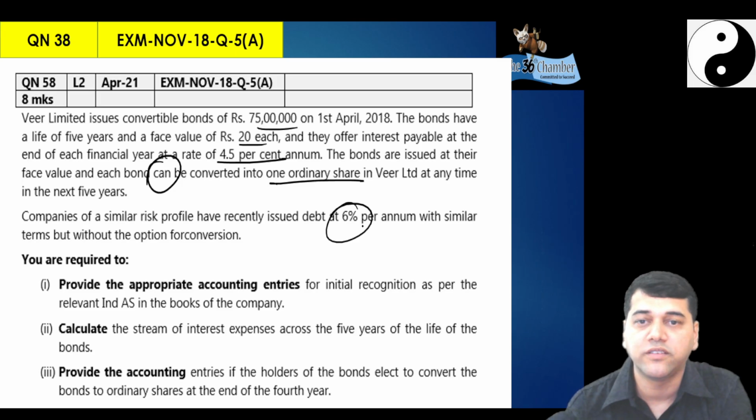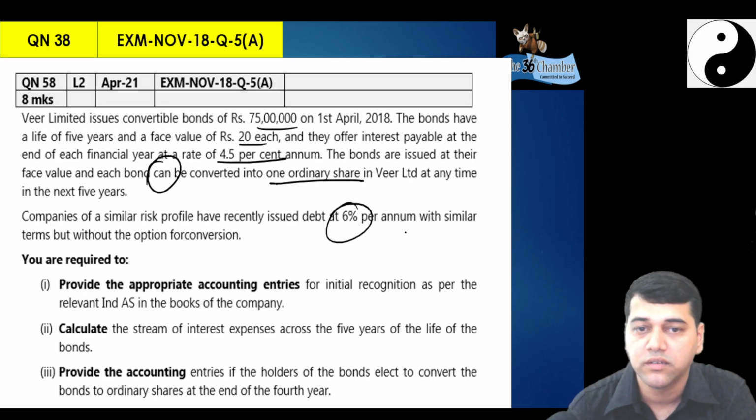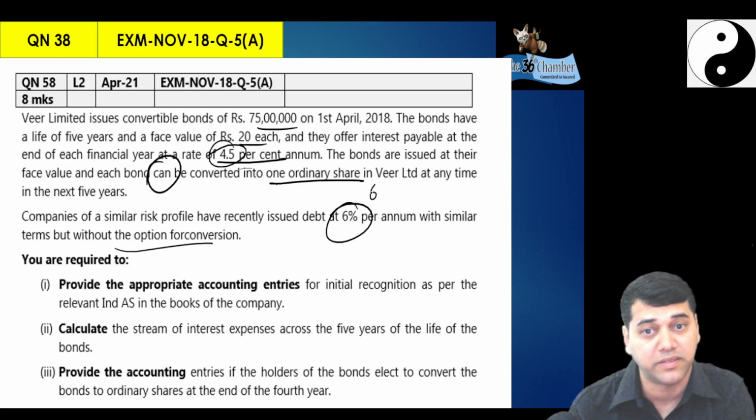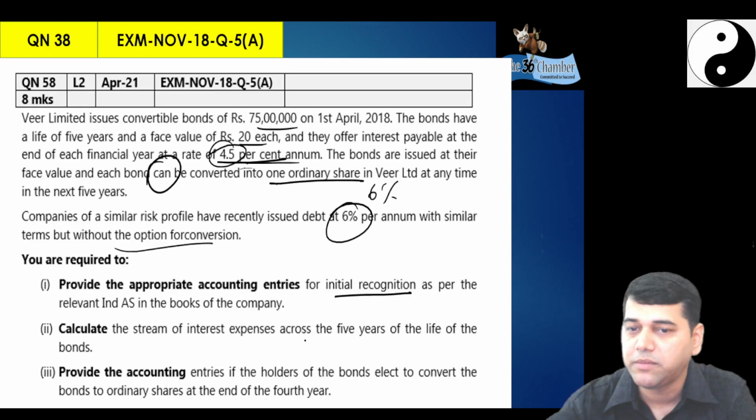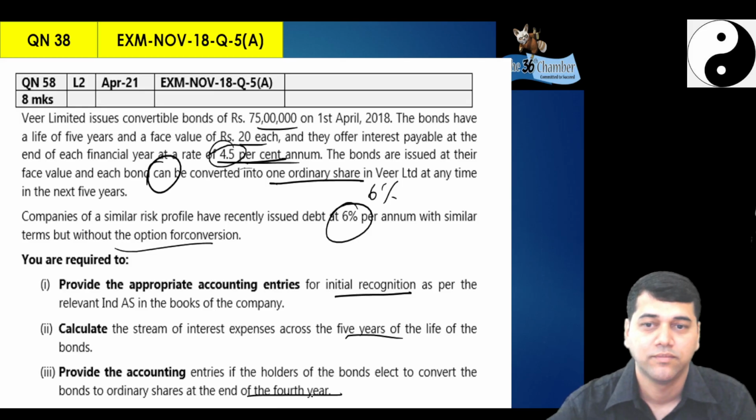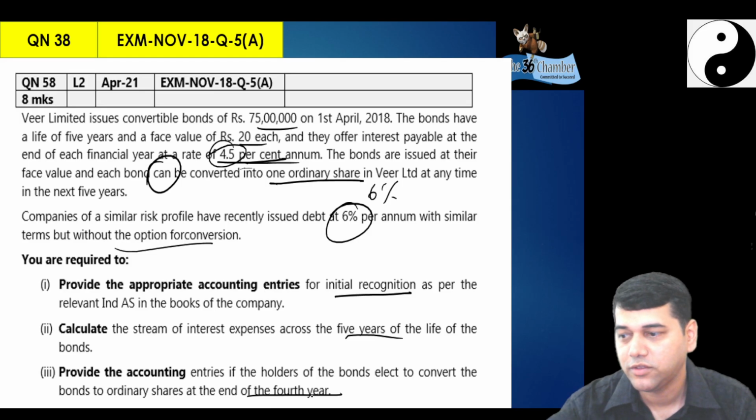Companies with a similar risk pay 6%. So how much is your coupon rate here without the conversion option? 4.5%. Now you are required to provide the appropriate accounting entry for initial recognition, calculate the stream of expenses across 5 years, and provide the accounting entries if they elect to convert into ordinary shares at the end of the 4th year. This time, no mistake. It's a very plain question.